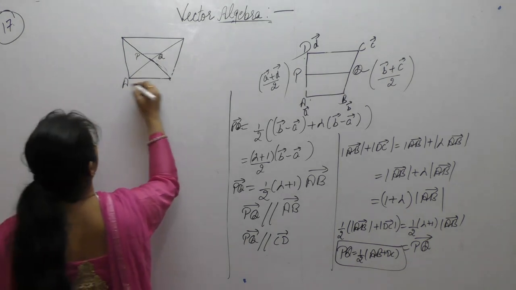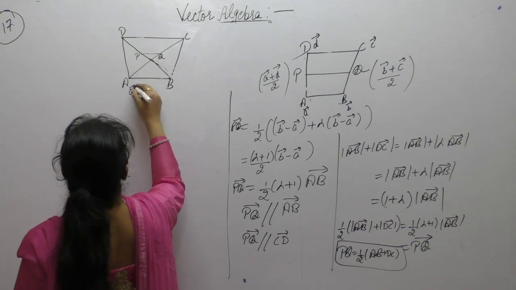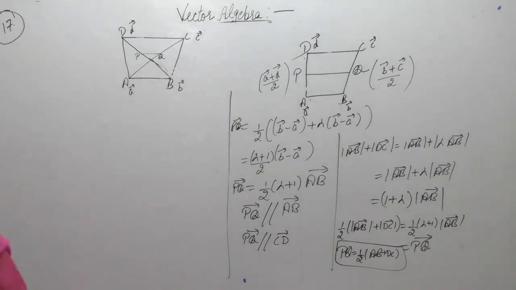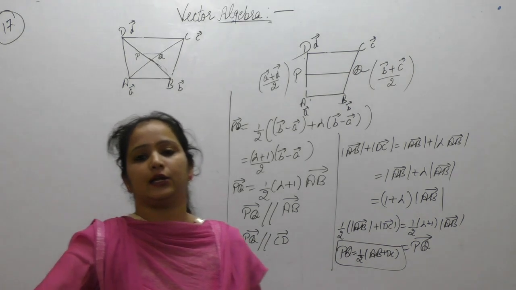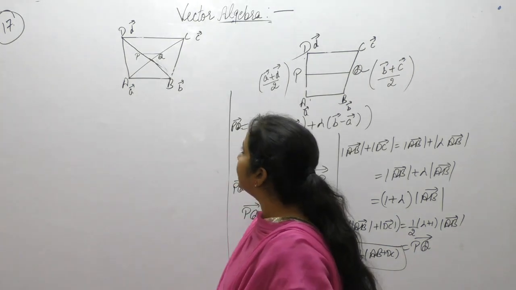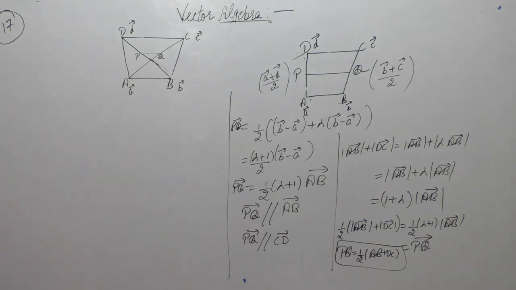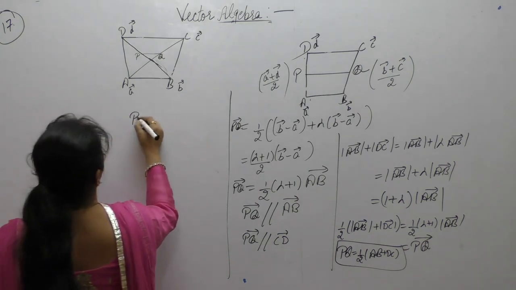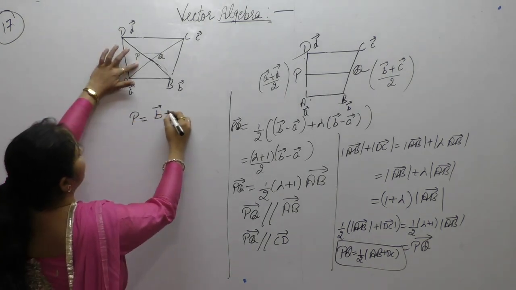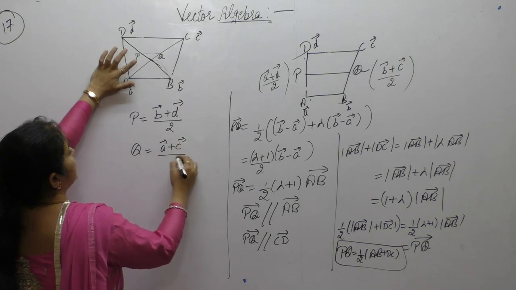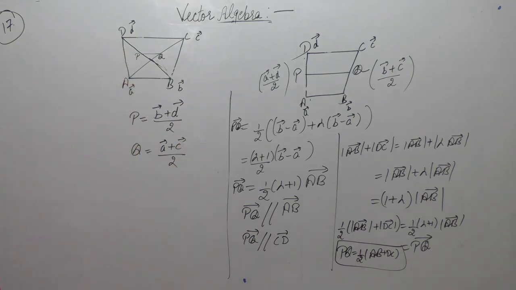Let ABCD be a trapezium with position vectors A vector, B vector, C vector and D vector respectively. Let P and Q be the midpoints of diagonals BD and AC respectively. Then position vector of P is, since it is the midpoint of BD, and Q is the midpoint of AC. So position vectors of P and Q.